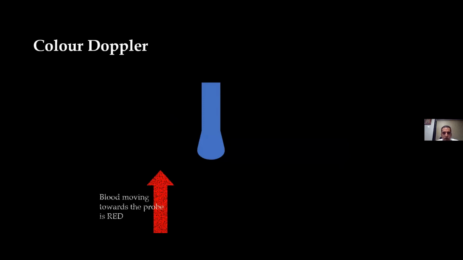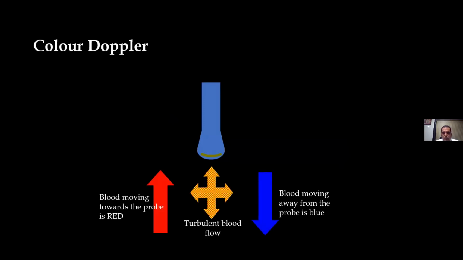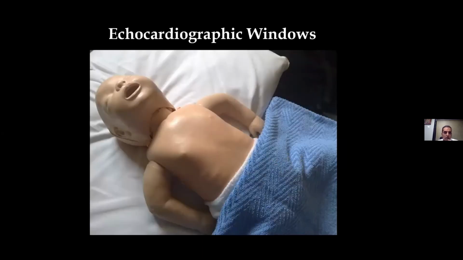This thing you already know: blood moving towards the probe, the color will be red, away will be blue. Now let me talk about the windows on the baby's chest. So first thing we will do is apical 4-chamber. So this is the area where the apical windows are. Just below the nipple, around 4th to 5th intercostal space. This is the window for the apical views.